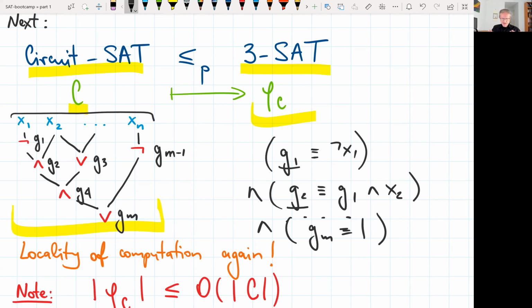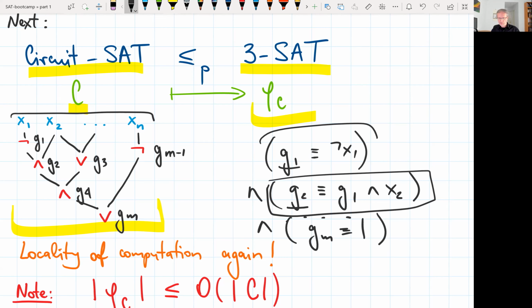Okay. One small thing to worry about here is that it's not exactly 3CNF yet. I've written here conditions which look like equivalences, but those equivalences involve at most 3 variables each. Okay, the first one involves only 2 variables, the second one involves 3 variables, and the last one involves only 1 variable. So these are conditions on at most 3 variables. These are some Boolean conditions on at most 3 variables, some logical conditions. And anything on 3 variables you can equivalently express as a 3CNF in a fairly straightforward way.